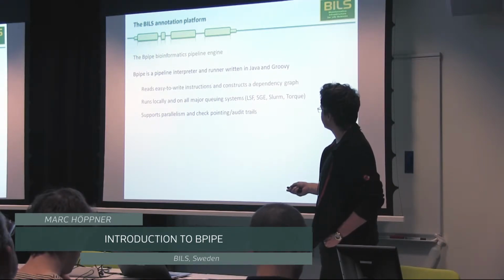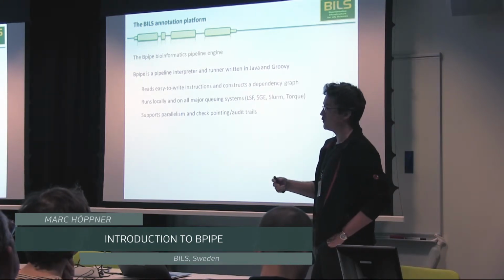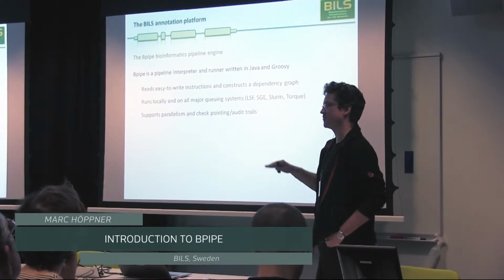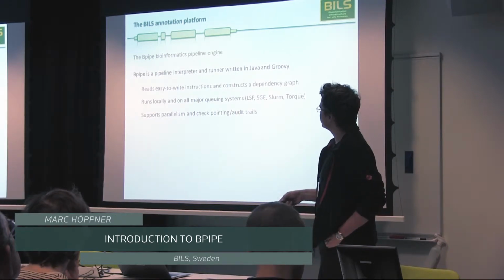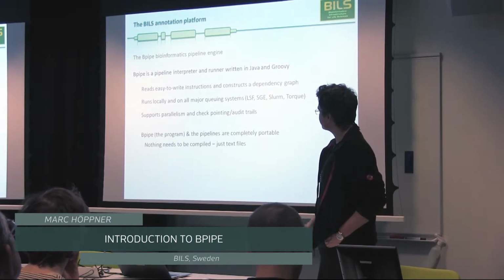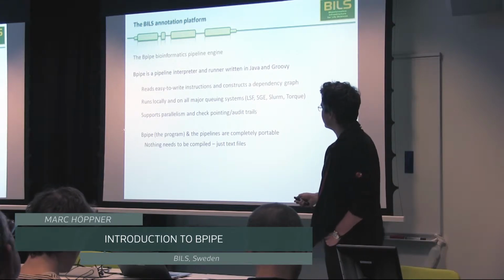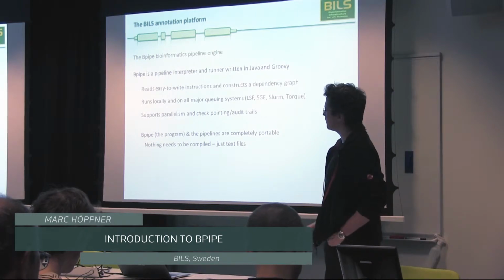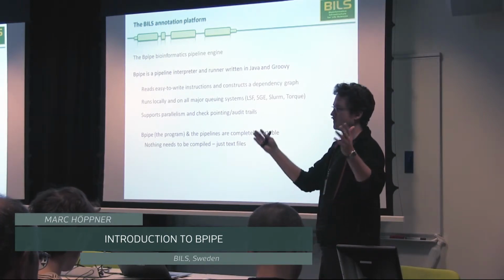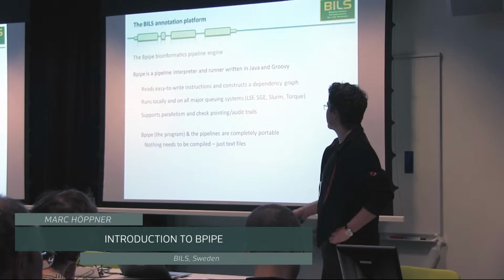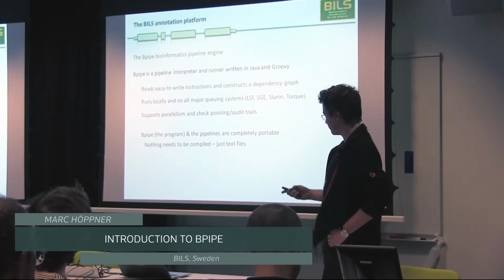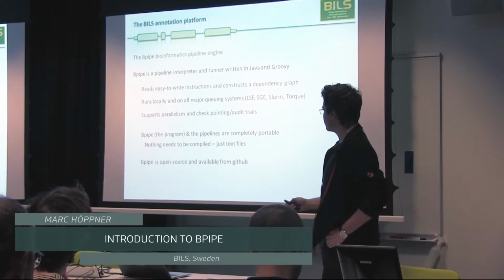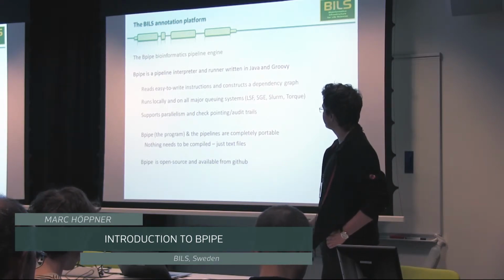As I said, it supports parallelism and checkpointing. It has a very neat audit trail, so it creates a folder in which it keeps a record of everything that it has done. You can always go into that folder if you need to debug your pipelines. And finally, Bpipe, the program, and the pipelines themselves are completely portable. Nothing needs to be compiled. It's basically just text in the Java drop-in application. You can run it anywhere without any sort of previous effort. So as I said, nothing needs to be compiled, just plain text files. Bpipe is open source, and it's available on GitHub.